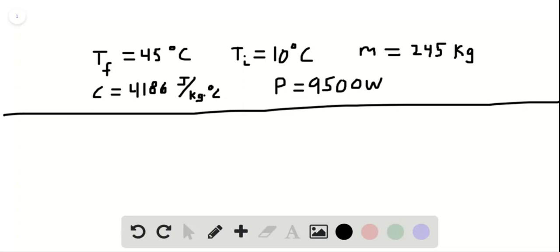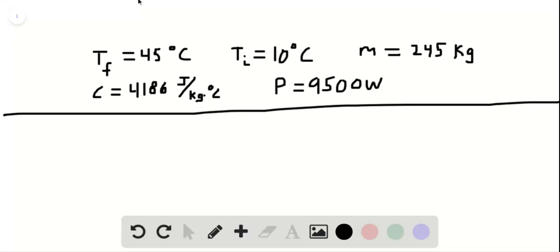So we want to find out how much energy it's going to take to heat up 245 liters, and assuming that each liter equals 1 kilogram, 245 kilograms of water, so that's our mass M, from an initial temperature T sub I of 10 degrees to a final temperature of 45 degrees. The specific heat of water is 4,186 joules per kilogram times degrees Celsius. And then we want to know how long it would take if the heater output is 9,500 watts. So power here is 9,500 watts.